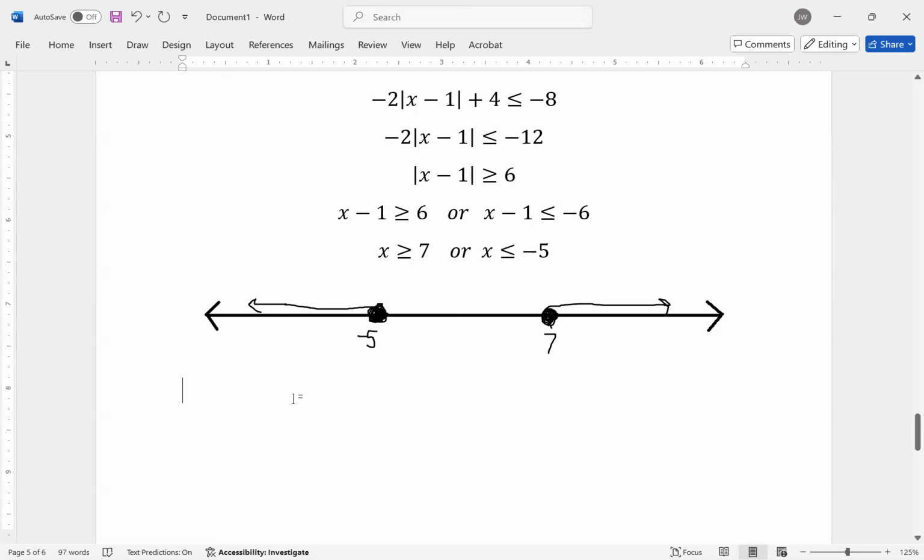As far as interval notation goes, we'd go from parentheses, negative infinity, comma, -5, so up to -5, and then do a closed bracket because we could equal -5, and then union that with closed bracket 7, comma, positive infinity, parentheses on infinity side. So that would be the interval notation for this example.